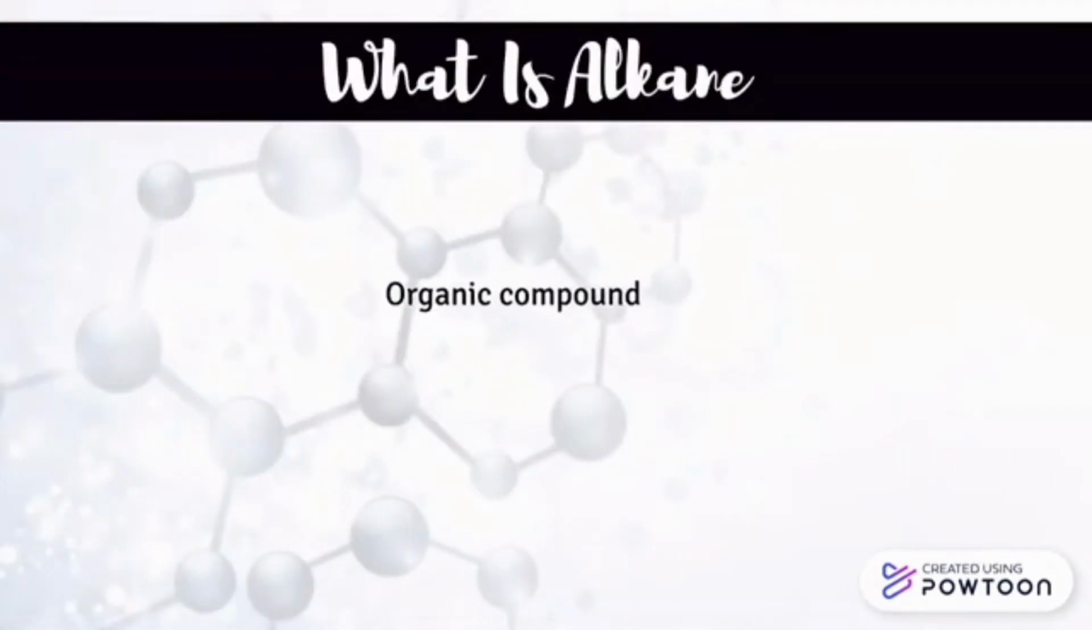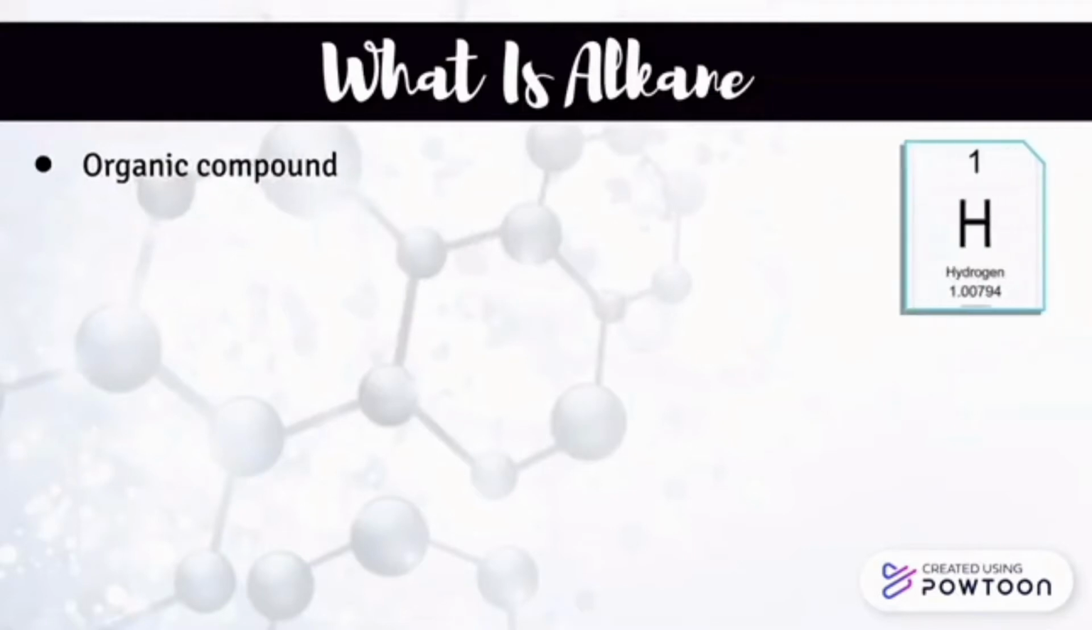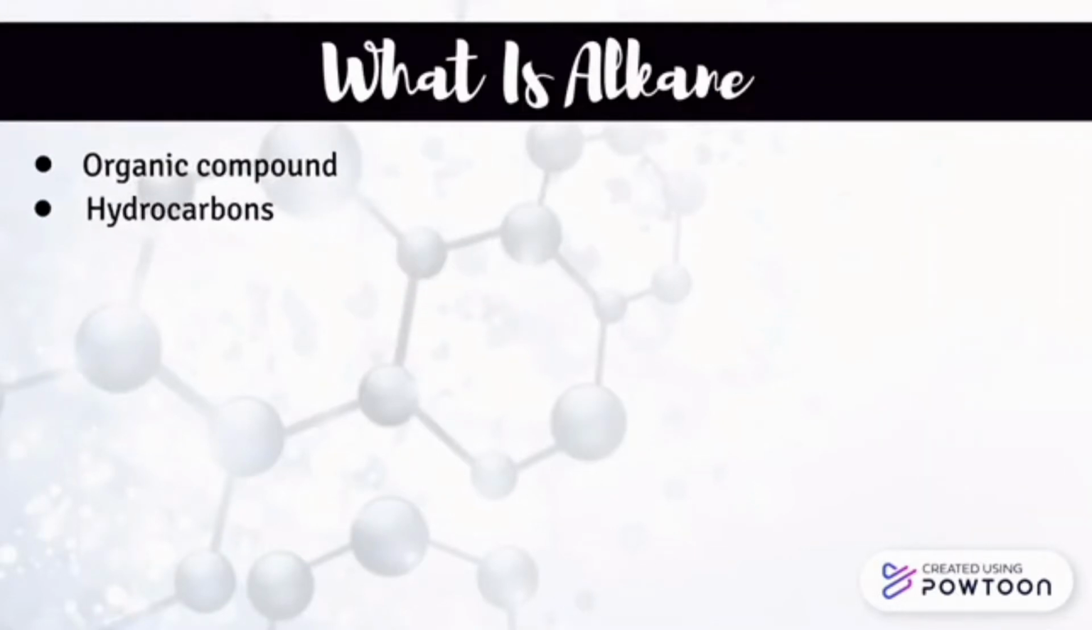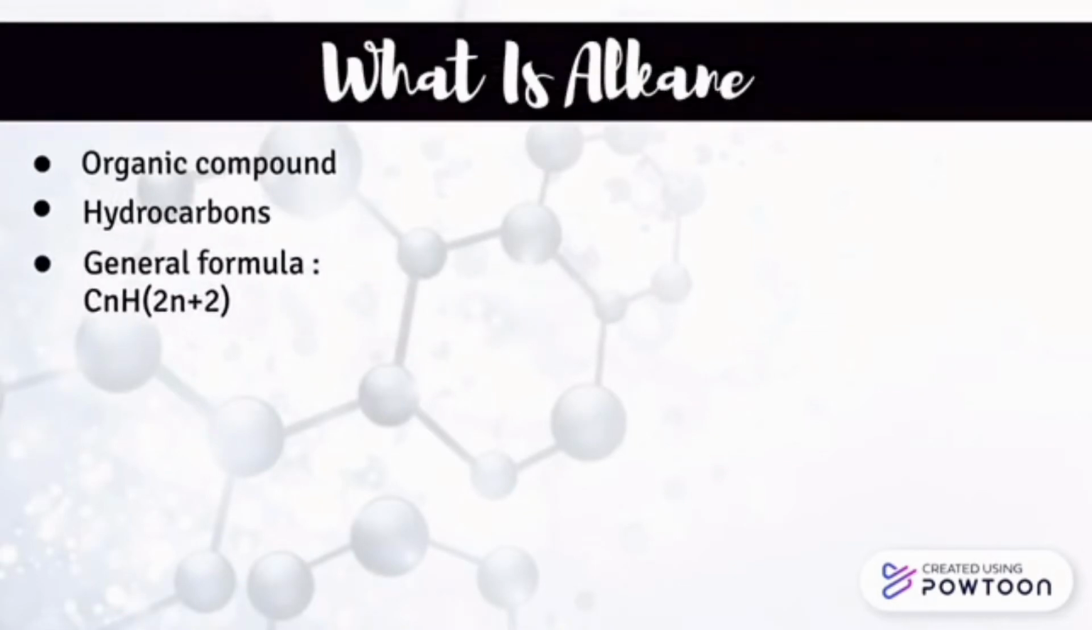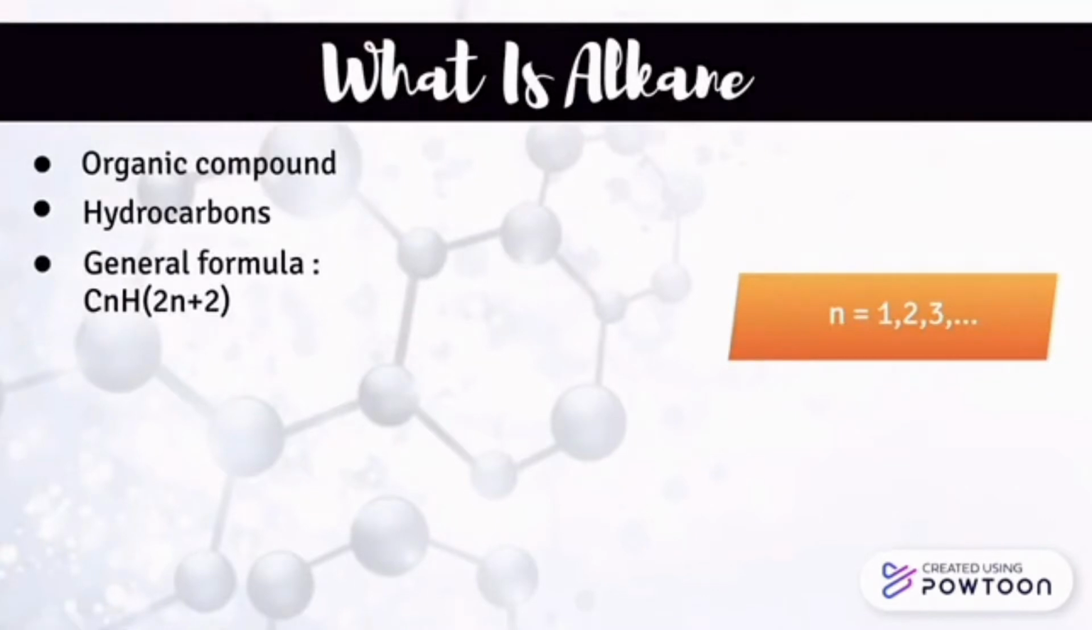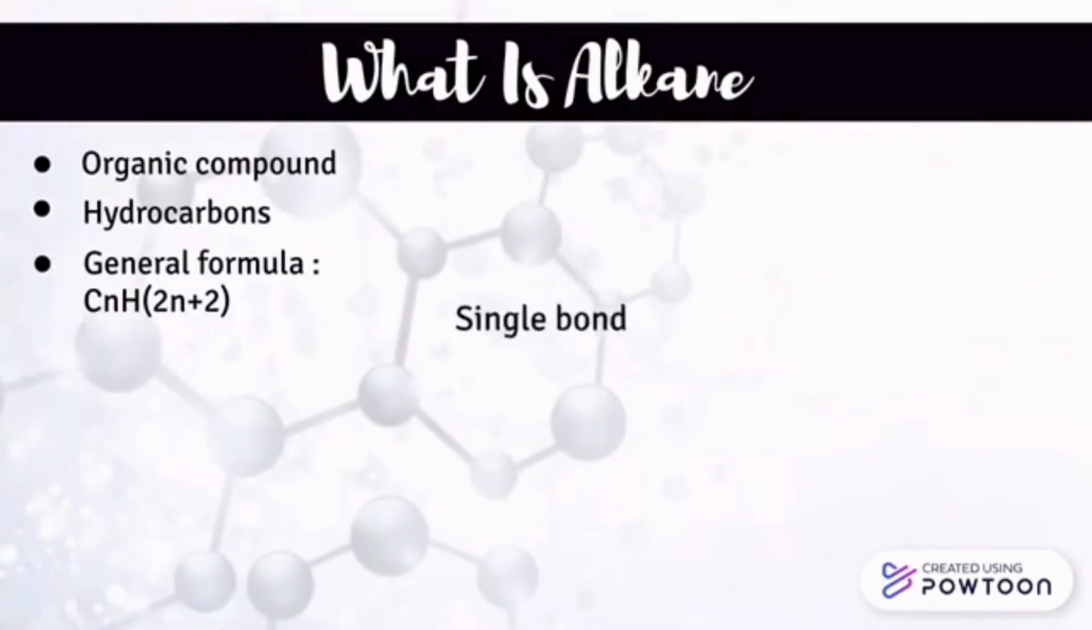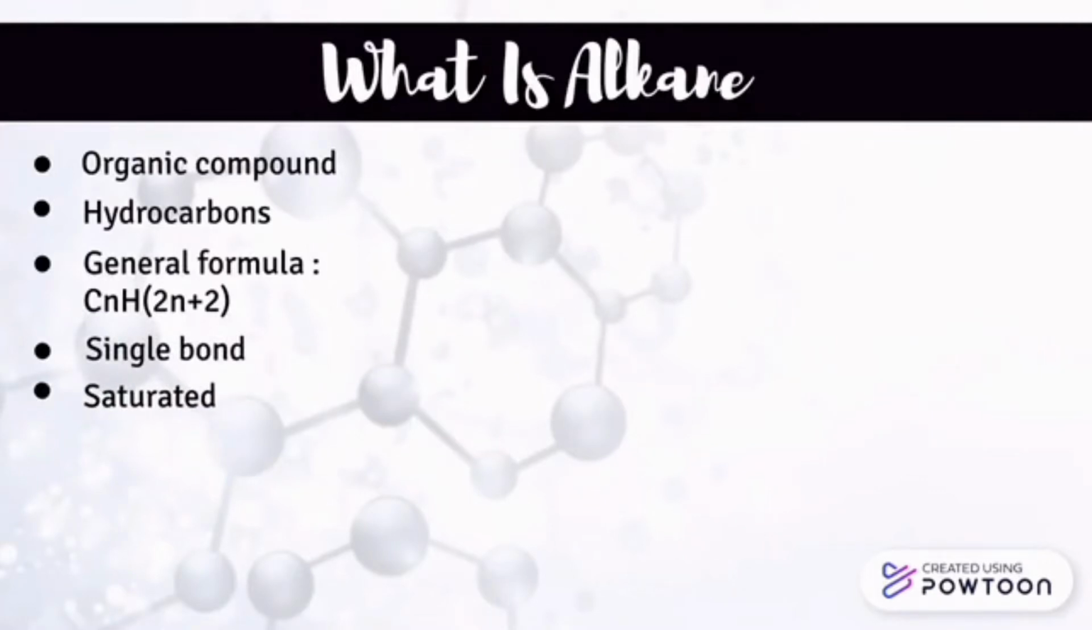Alkane is an organic compound that consists of hydrogen atoms and carbon atoms, which is known as hydrocarbons. Alkane has its own general formula, which is CnH2n+2, where n equals 1, 2, 3, and so on. Alkane contains a single covalent bond, which makes it a saturated hydrocarbon because it contains the maximum number of hydrogen atoms that can bond with the number of carbon atoms present.